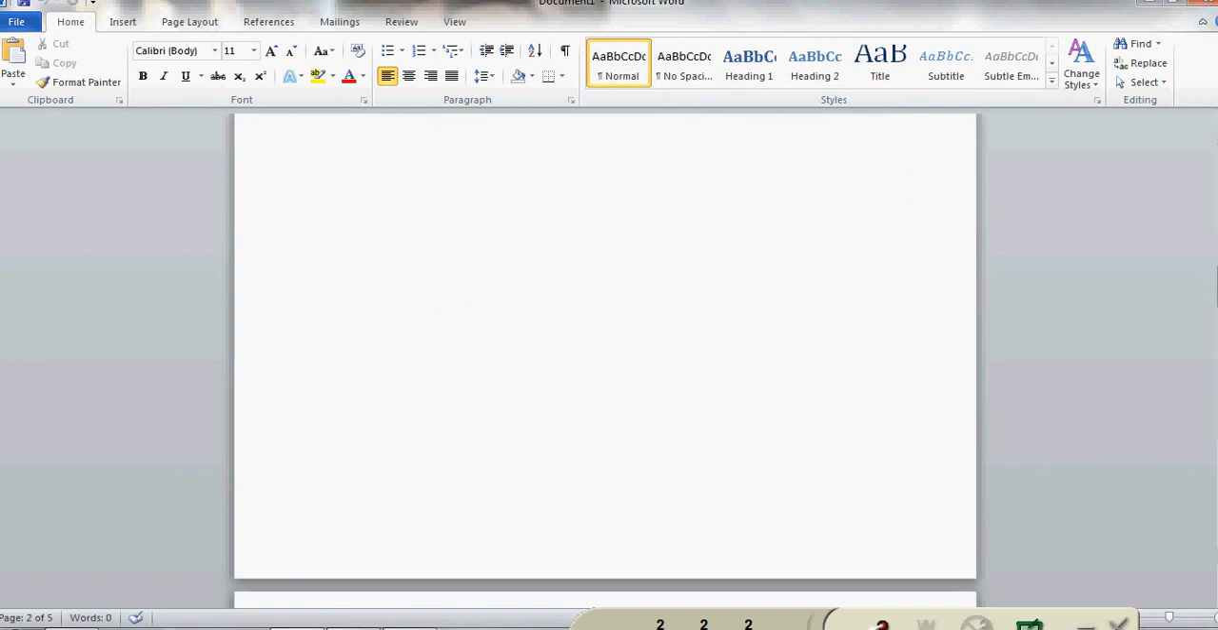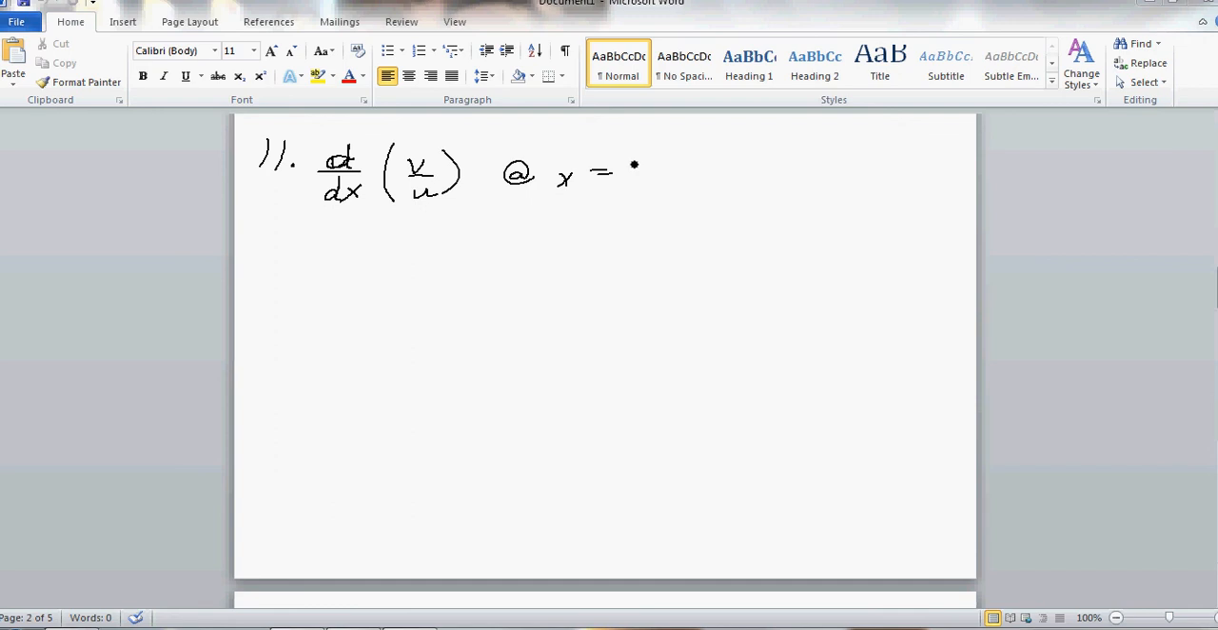Okay. Number 11 and 12 is actually a situation where if you knew all of the mathematical definitions of everything, maybe it would make sense. But let's look at what it's actually saying. I'm not going to write all that. We want to know what is d dx, which means the derivative with respect to x, of v over u. And v and u are just functions, and we know their derivatives and stuff like that. And we want to know this when x is equal to 1. So really all we need are the values at 1.